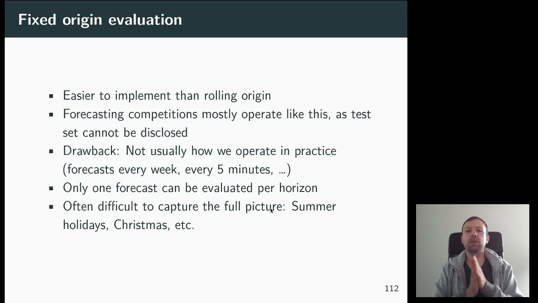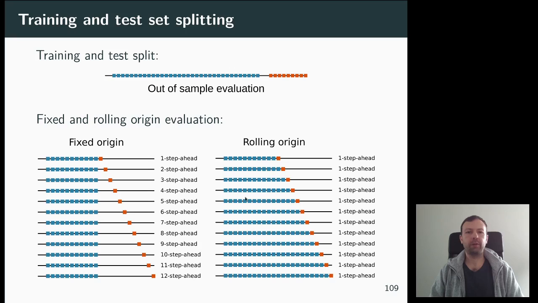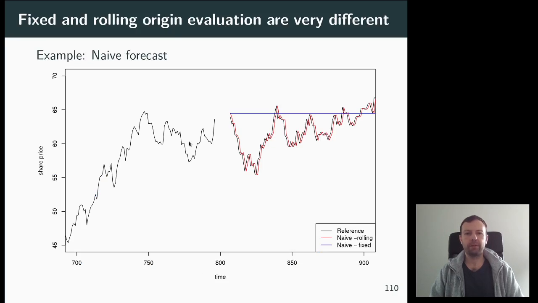In practice, you usually need to give today a forecast for tomorrow, tomorrow a forecast for the day after tomorrow, and so on. So you roll forward. Another big drawback is that now you can only evaluate one forecast per horizon, right? So what we've seen before. So here, this is 1 step, 2 steps, 3 steps. So they are all on different horizons. So you have really only one forecast for this horizon and for this time series.